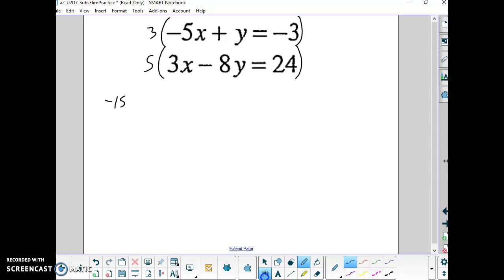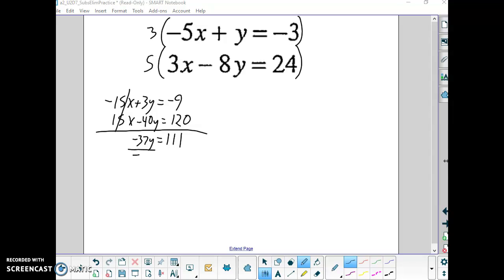So negative 15x plus 3y equals negative 9. 15x minus 40y equals 120. So now I can eliminate, and I'm left with negative 37y equals 111. Divide both sides by negative 37. That's kind of annoying, but that's okay. Y equals 3. Are we done? No. We've got to plug it back in.